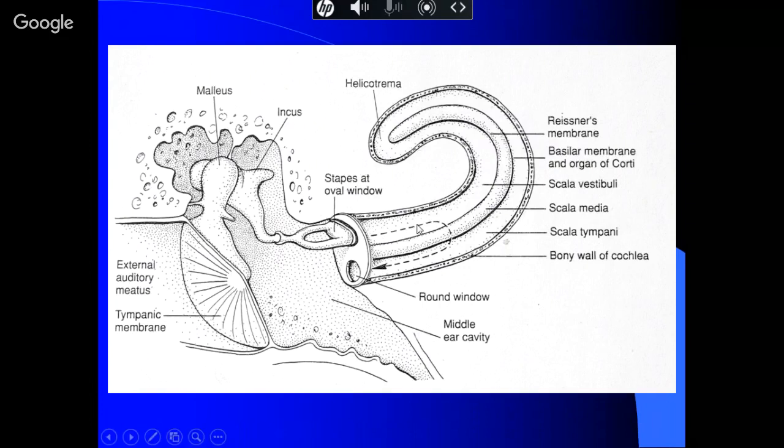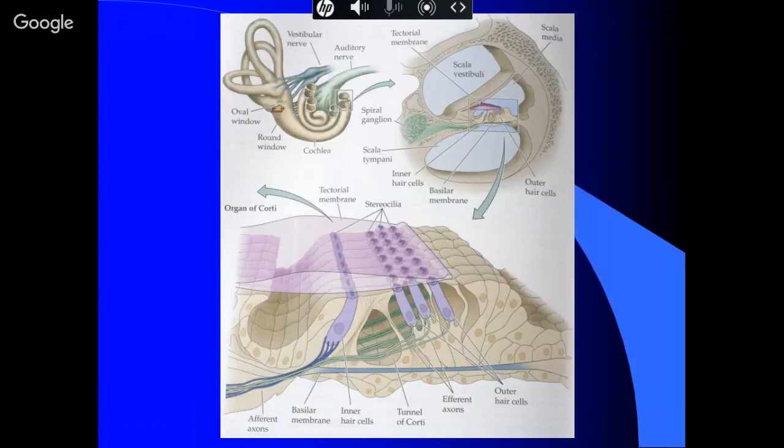I don't want to spend a lot of time on the anatomy, but remember scala tympani, scala vestibuli, scala media, and the cochlea. We're going to use this picture over and over. Here again are scala media, scala tympani, scala vestibuli. And here you can see the organ of Corti, blown up. This is a cross section of the cochlea, which makes 2.5 turns as a spiral.